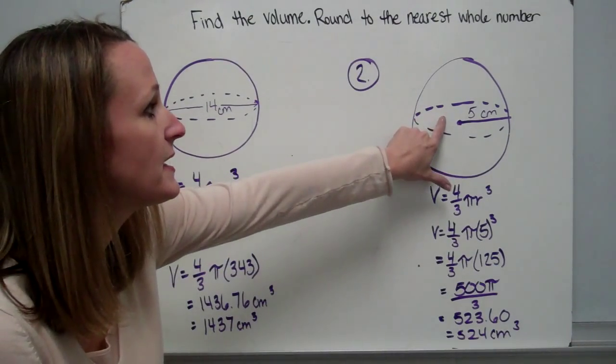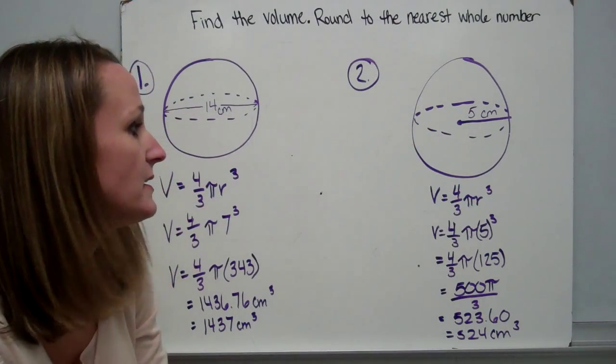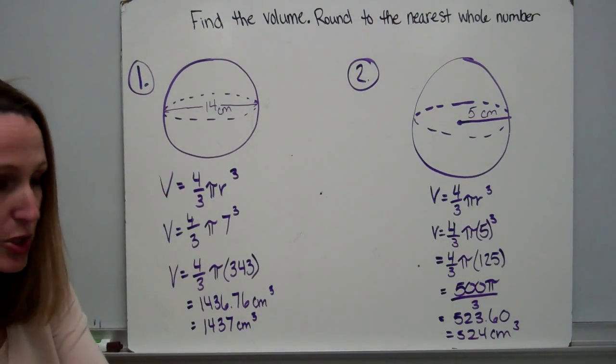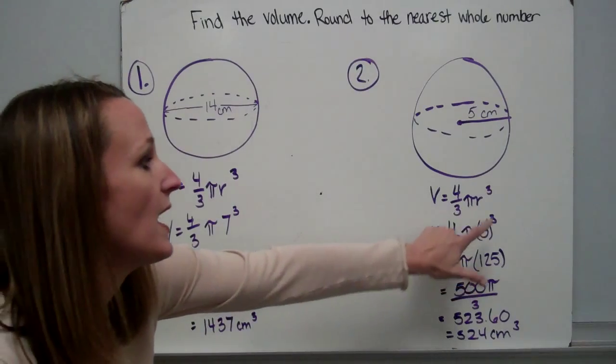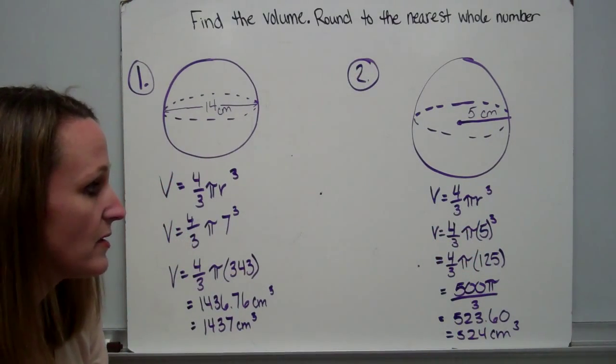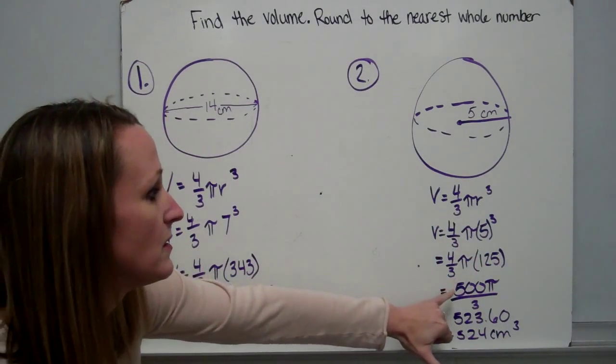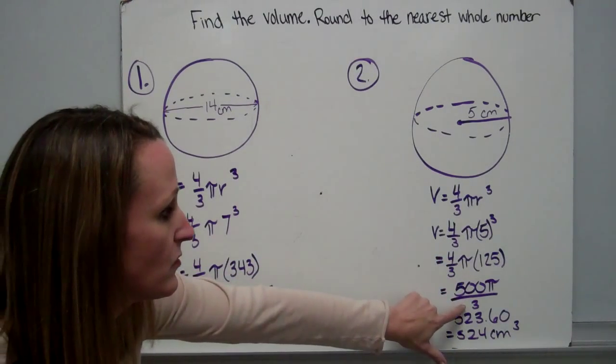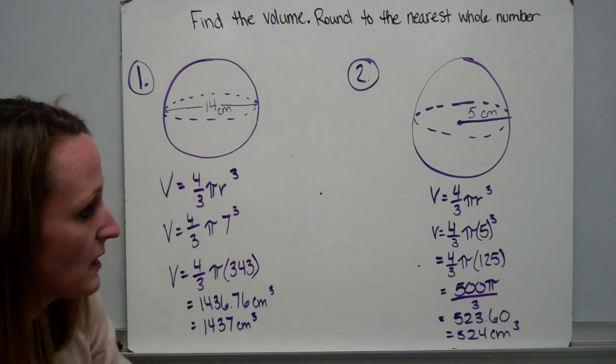Let's do another one. This time I gave you the radius, so we don't have to divide it in half. We're still using the same formula, 4/3 pi r cubed. So we did 5 cubed, which was 125. If I multiply that by 4/3, I get 500 thirds times pi. Keep multiplying it.